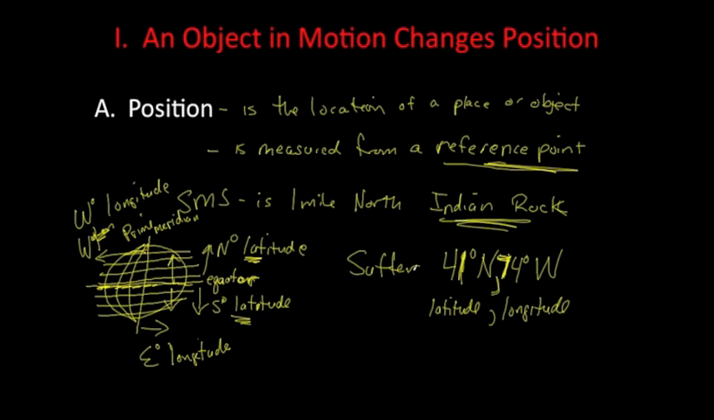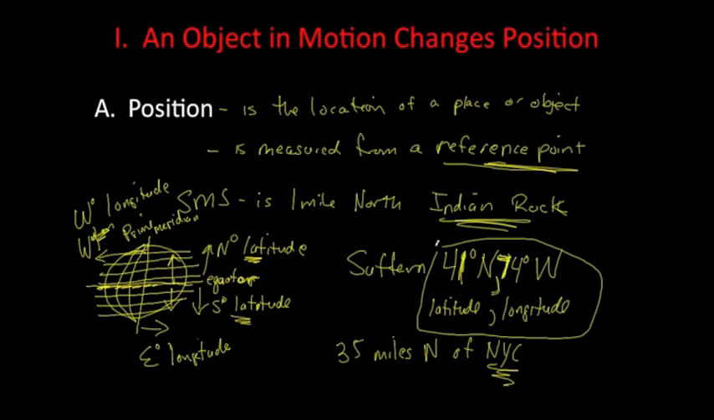Or you could use a distance and direction method. So for instance, you might say that Suffern is 35 miles north, or slightly northwest, of New York City. New York City being the reference point. The reference point in the coordinate system being longitude and latitude. Okay? So position is the location of a place or object, and it is measured from a reference point.